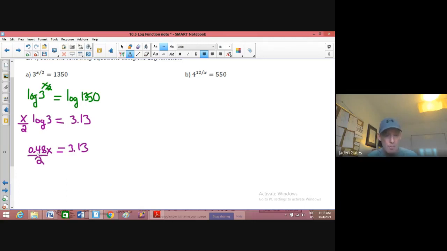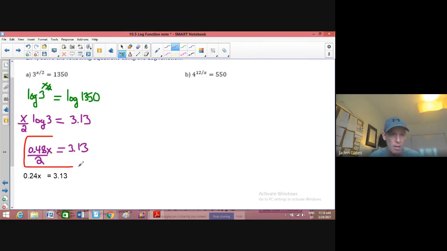Now, there's a few ways to go from here in terms of math skills, but I simply put these two numbers together, the 0.48 and the 2. So I take 0.48 and divide it by 2. Well, what's half of 0.48? 0.24 times x, again, equals my 3.13. And lastly, now that I've got it down there, because I find this is a spot where a lot of students struggle, here in red, they get stuck here, just math skills, right? I just put these two numbers together, which then allows me to divide by my numerical coefficient, 0.24.